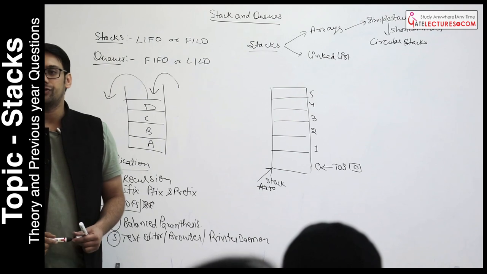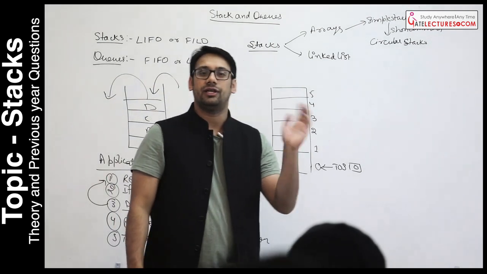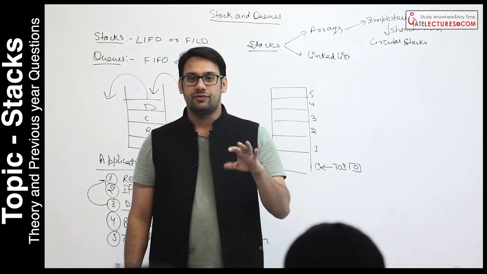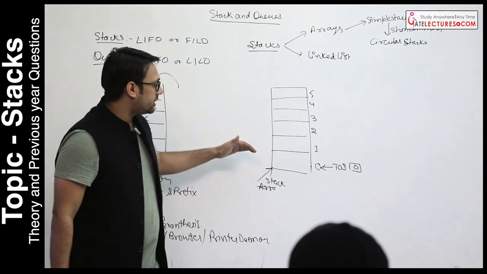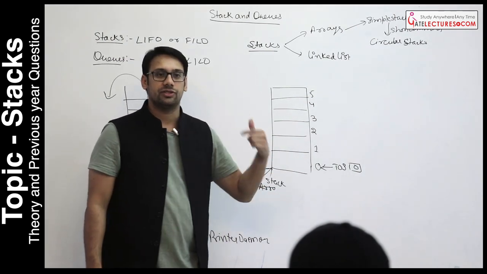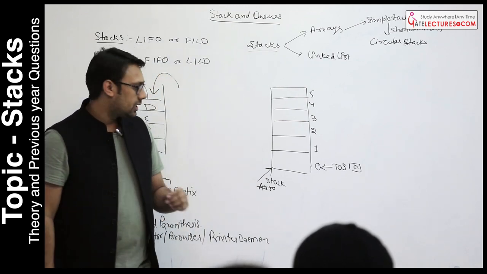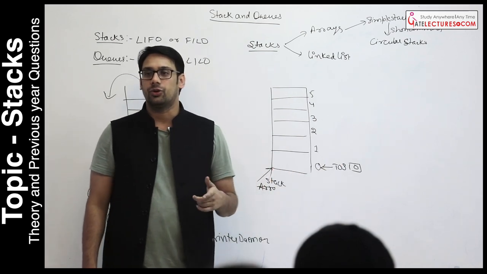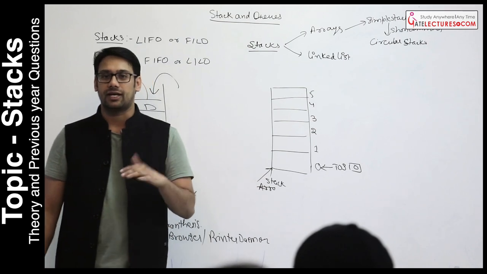Now there are two implementations of top of stack. Either top of stack can point to the next location where the data will come, or it will point to the top location where the current data is. For example, if in top of stack we are storing 0, that means it points to the location where the next data item will come. If I make top of stack equal to minus 1, that means it is pointing to the location where the current data item is.